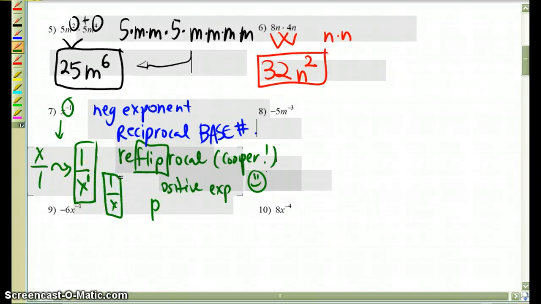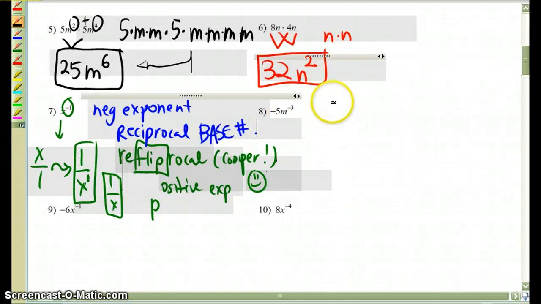Okay. Number 8. On number 8, the negative 3 tells me that the base number that goes with it is the, what do you think? Do you think the base number is the negative 5 with m? Would it be just the negative 5? Or would the base number maybe just be the m? Well, it's whatever is right near it. So because the m is the base next to the negative 3 exponent, then the m is considered the base.